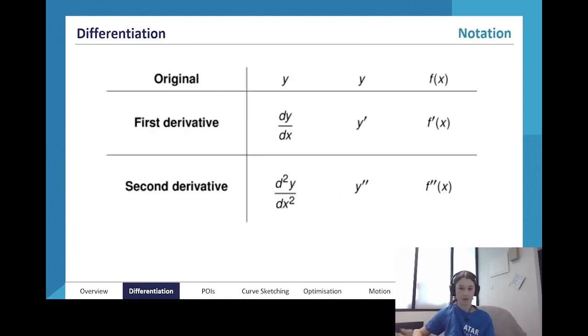Okay, this is just an overview of the notation that we use, just to refer back to if you're ever having trouble or don't understand a question. So remember, if the function is given in y, then we can differentiate this with respect to x to get dy dx. The second derivative is expressed as d squared y dx squared.